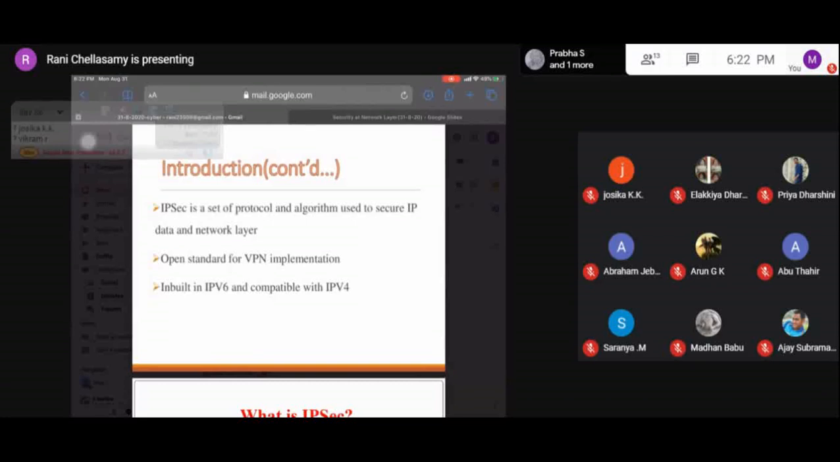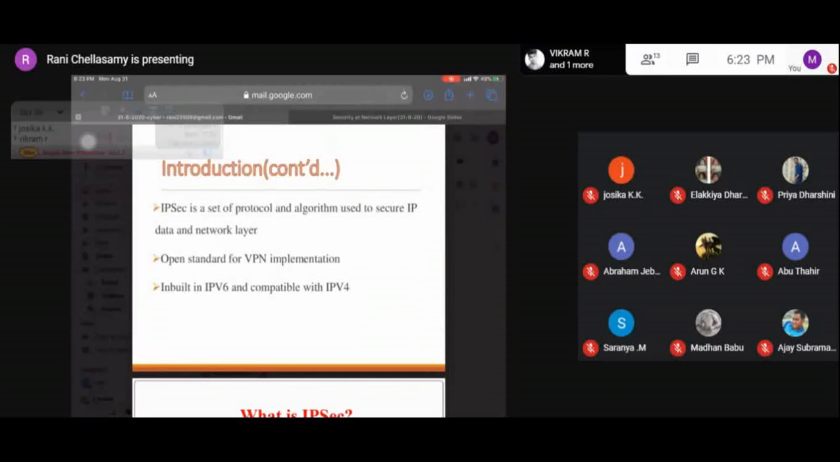We call IP security an open standard for virtual private network implementation. So we can implement this IP security protocol in a VPN, a virtual private network, for providing security. Keep that in mind. This IP security protocol is inbuilt in Internet Protocol version 6, and is also compatible with version 4.